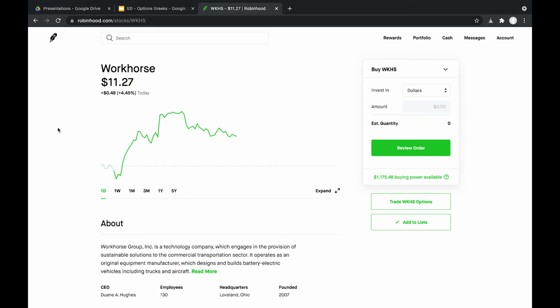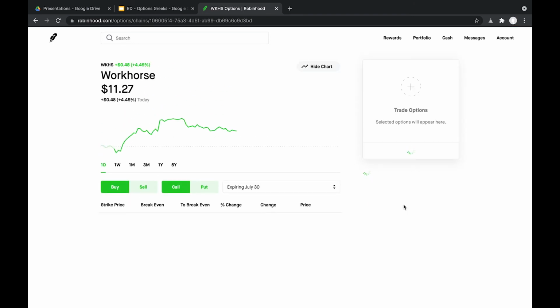All right, we are here in Robinhood, and this is the broker that I use to trade the wheel strategy. I just pulled up Workhorse, which is a stock that I used to sell options on quite a bit. I haven't done it recently, but this is a stock that I used to trade quite frequently. The market is open right now, so it's trading at $11.27 per share.